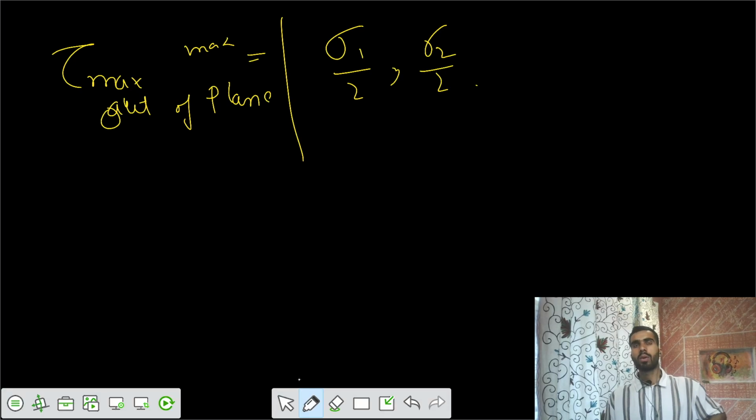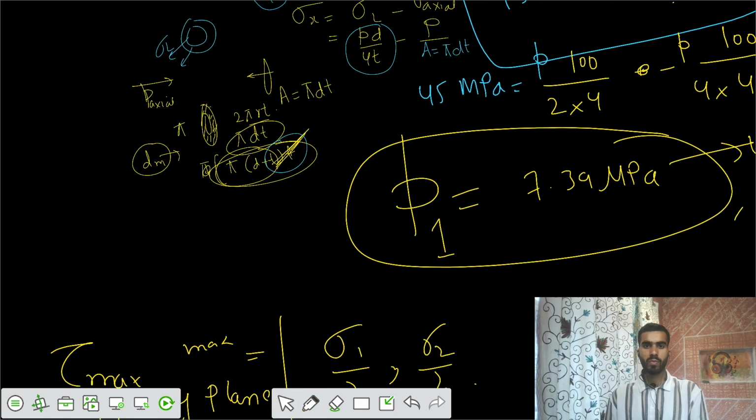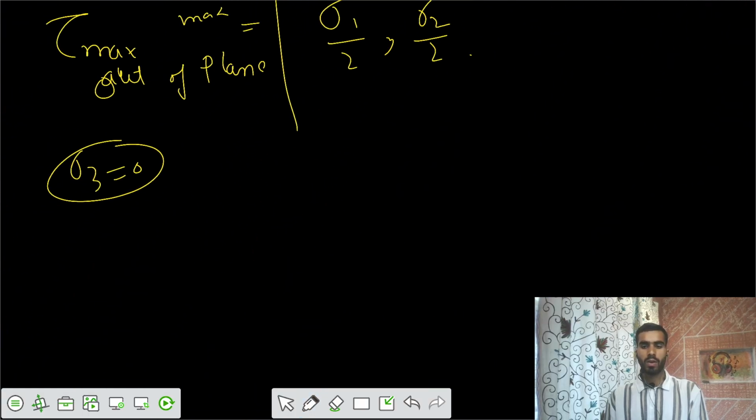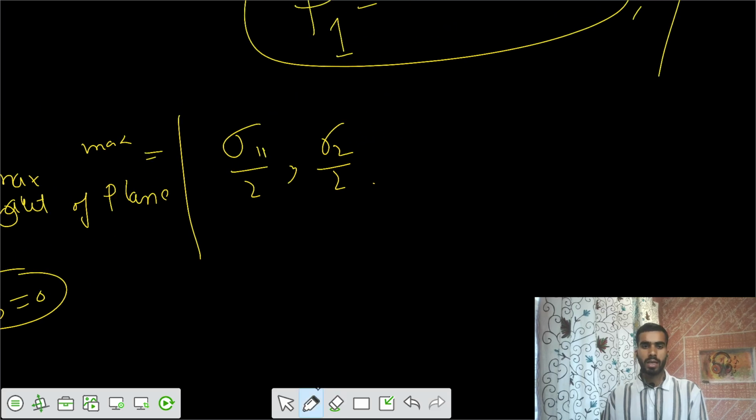Yeah, out of the plane, because your sigma 3 is 0. We say sigma 3 is 0 because we are talking about plane stress condition here, because sigma 3 is not acting there. So out of the plane we have only that. You can take sigma max by 2 or sigma min by 2.